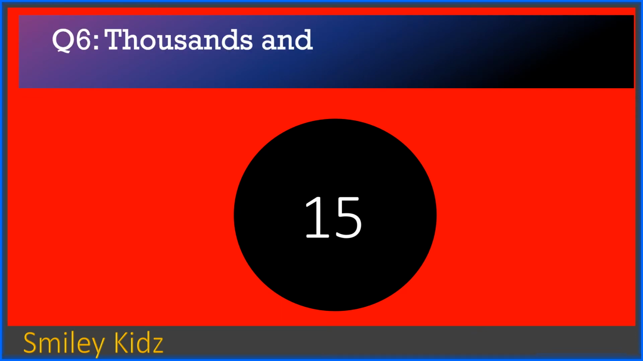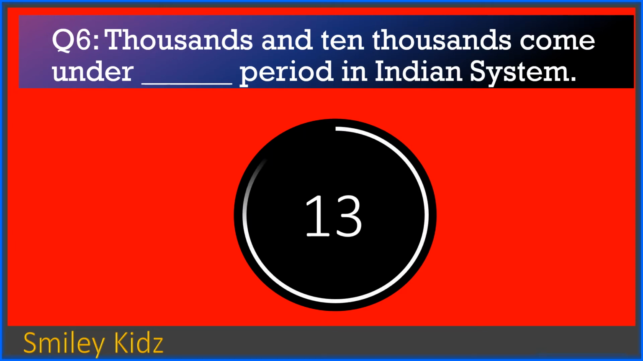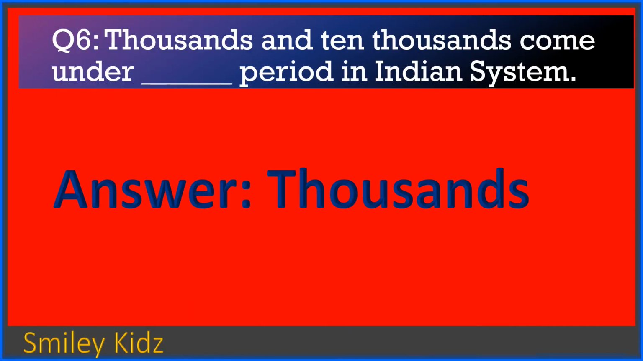Moving to question number 6. Thousands and ten thousands come under dash period in Indian system. Your time starts now. Your time is up. The right answer is thousands. Thousands and ten thousands come under thousands period in Indian system.